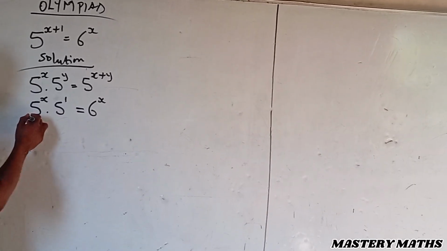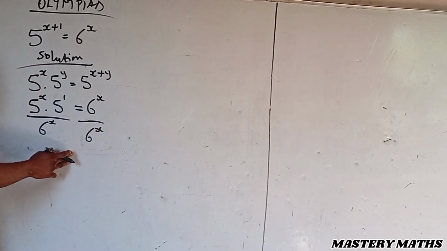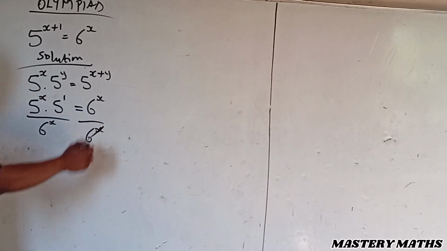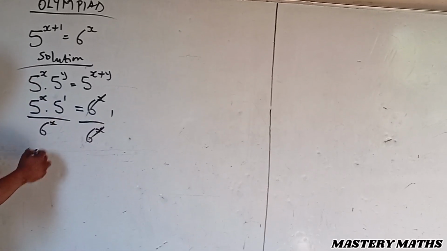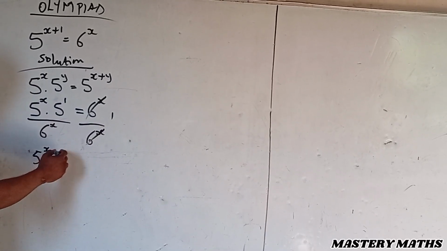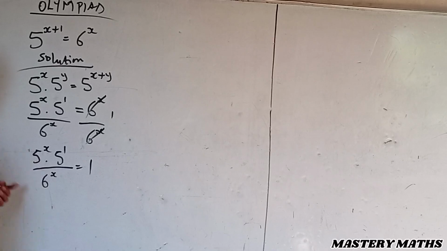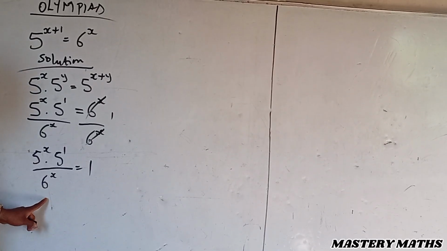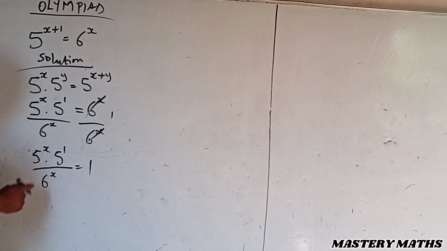To do that, we divide by 6 raised to the power of x. Now, when 6 raised to the power of x cancels this, it gives us 1. So we have 5 raised to the power of x times 5 raised to the power of 1 all over 6 raised to the power of x equal to 1. This is what we have here.